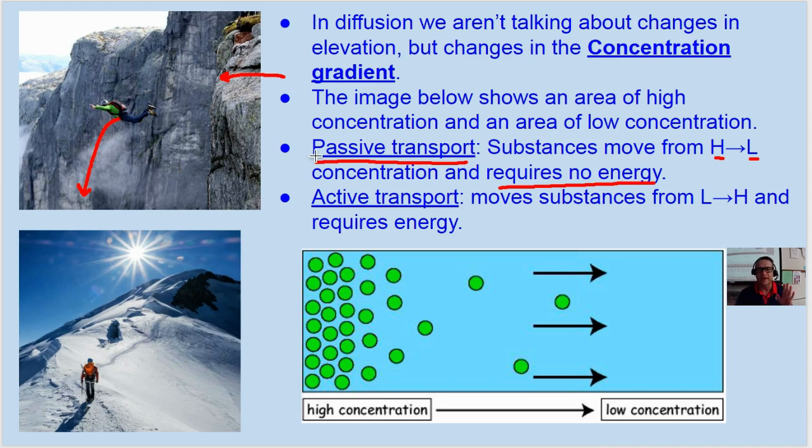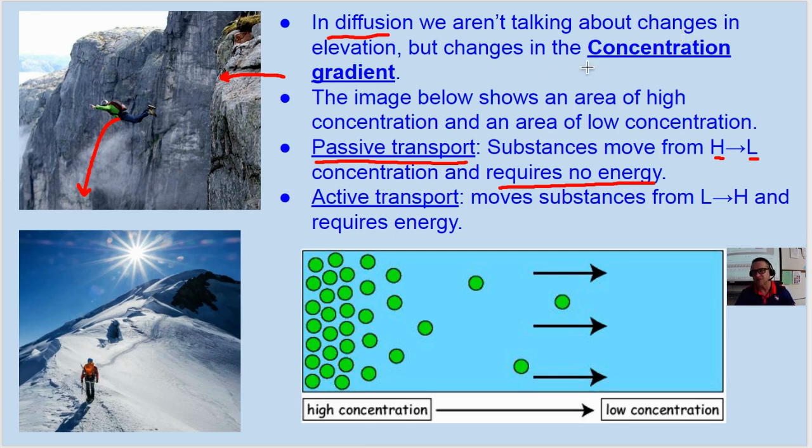So this is a way of remembering that passive transport requires no energy, because to go down doesn't require any energy to go from high to low. Now remember, we're not really talking about changes in elevation, high up on a mountain or low on the mountain. This is just an example to help you remember.